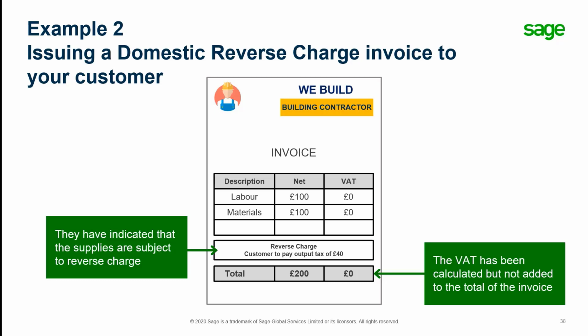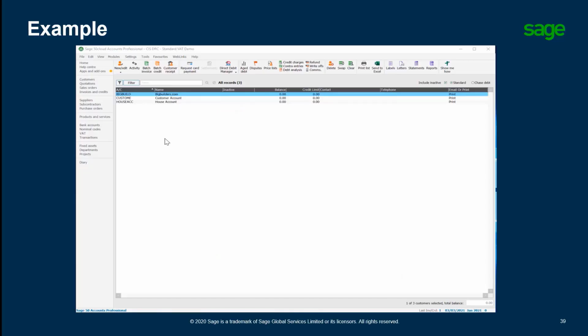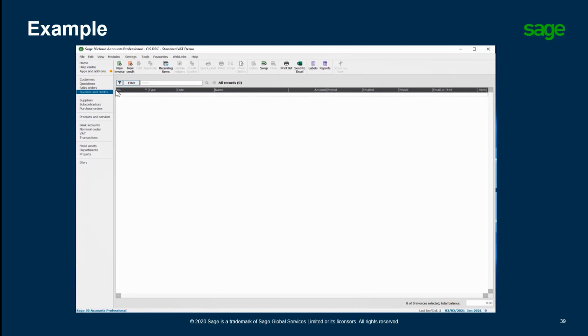Now, luckily, that's not something you need to worry about because when you process your transaction using a T21, this wording will automatically be added for you, as we'll demonstrate for you in just a moment. So let's observe how to process this within Sage 50 Cloud accounts.